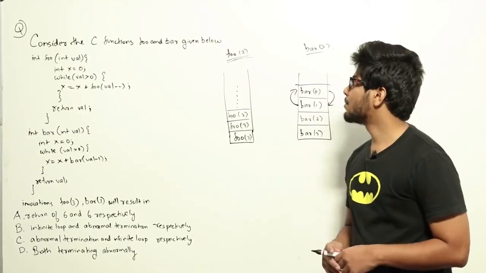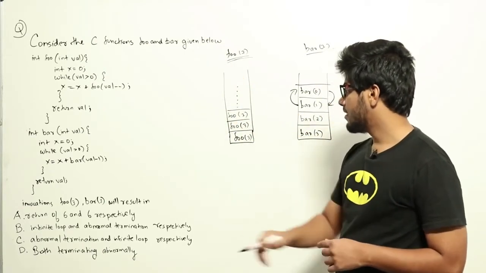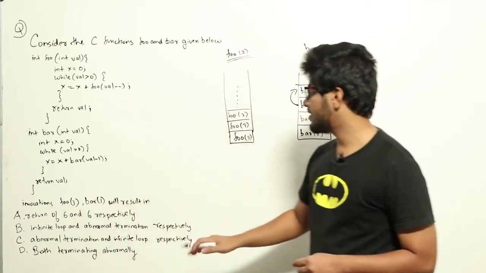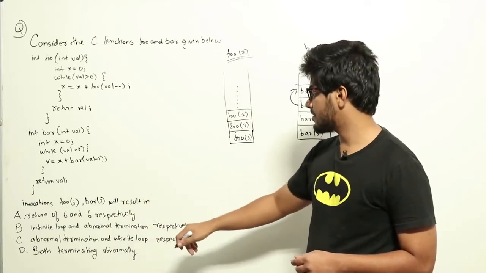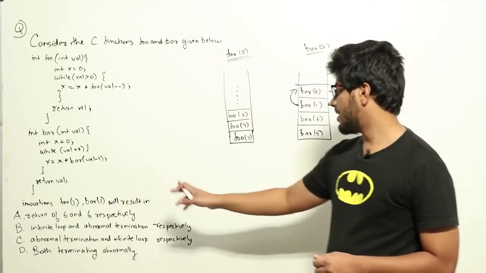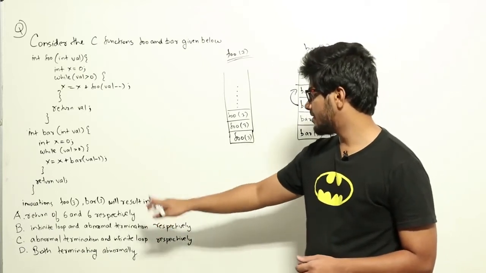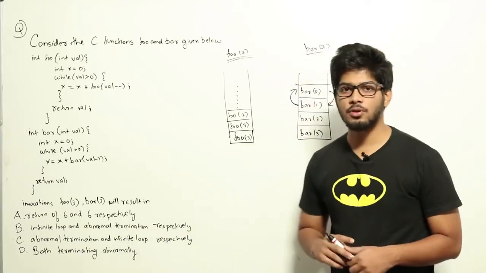This is a question from C programming. We have been given two functions here, foo and bar. They're asking which of these options the invocations of foo(3) and bar(3) will result in. A says it will return 6 and 6 respectively. B says foo will be an infinite loop and bar will be abnormal termination. C says foo will be abnormal termination, bar will result in an infinite loop. And D says both will terminate abnormally.